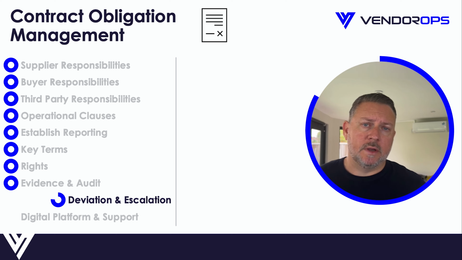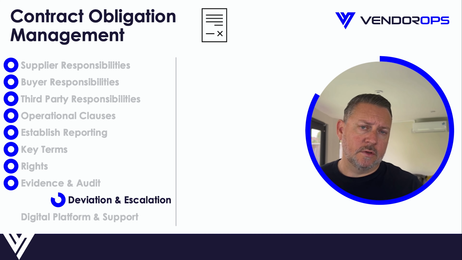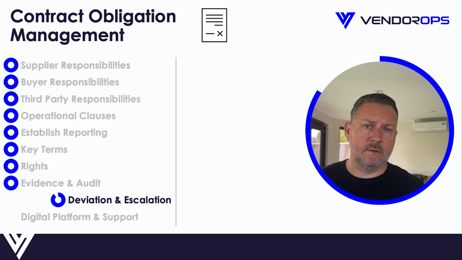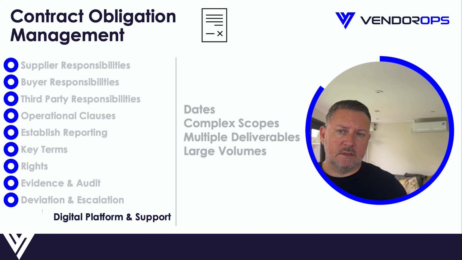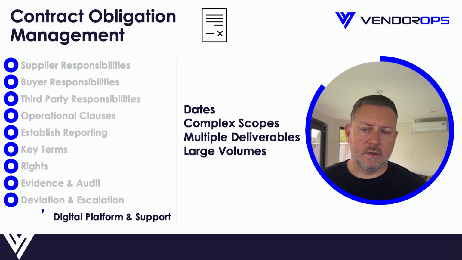So by managing an obligation in line with what we've just mentioned before this, you're going to be able to spot deviation, and thus if you can spot deviation, there's a good chance you can escalate and fix it before it becomes a problem. So, course correcting early.